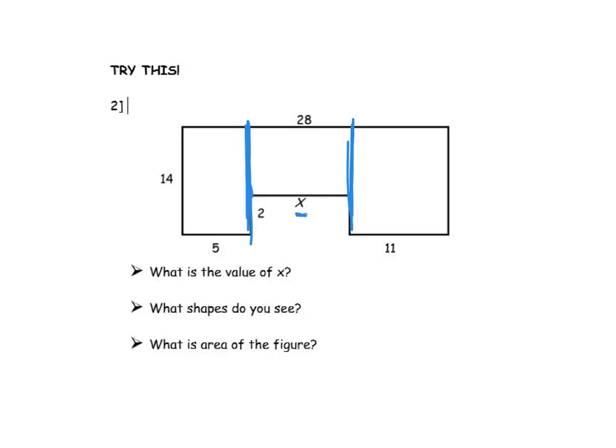So if you notice, we have x here. So what I'm going to do is make sure that I know, if you notice, this whole side should be the same as this whole side. But since they cut it off, that means that we're missing this part. So all we have to do is look at the other parts that we have already. So I have 5 here and 11 here. So I need to make sure that this side, all this side right here, measures 28.